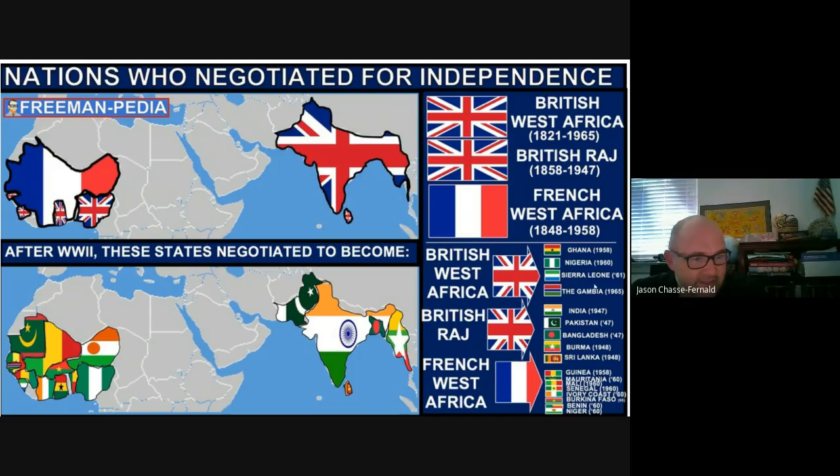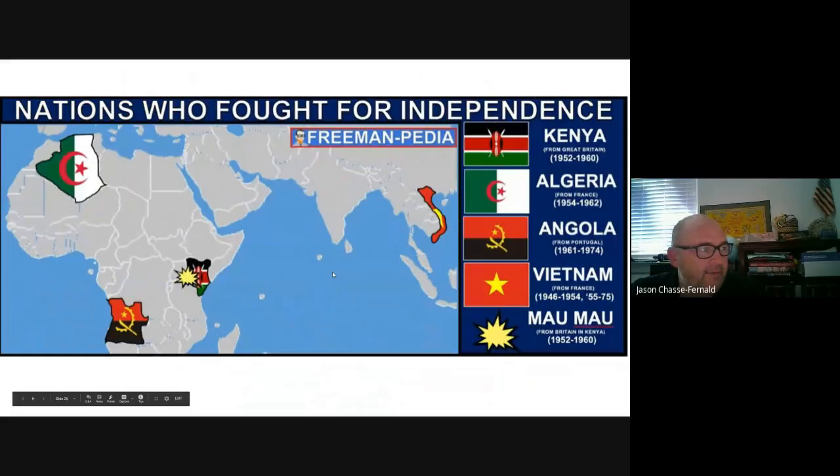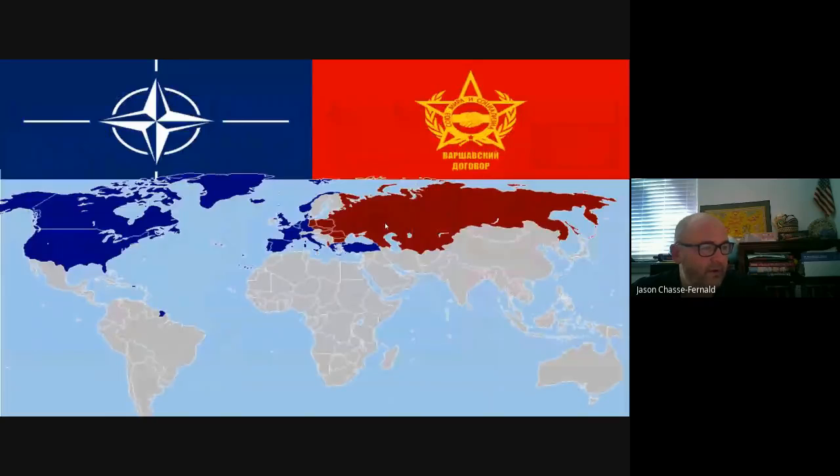So British West Africa, the Raj, you can see all the partitioning that occurs as a result of this, and then French West Africa. And then we see here the nations who fought for independence. It's good to see them on the map, to get a visual of exactly where these things are.